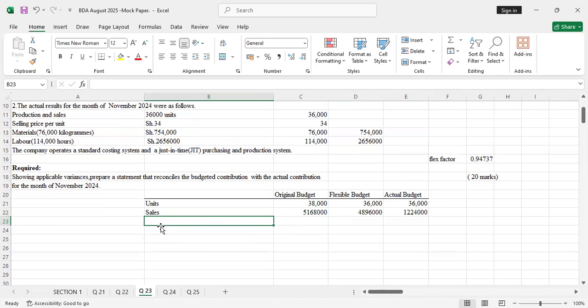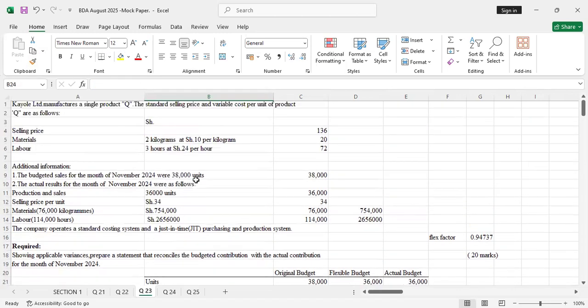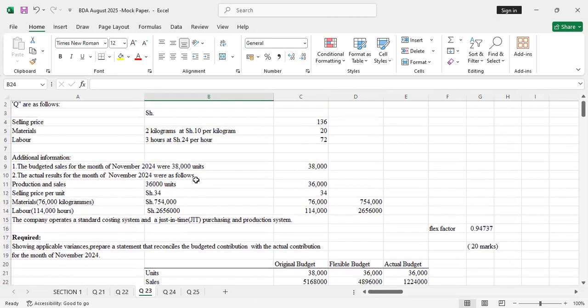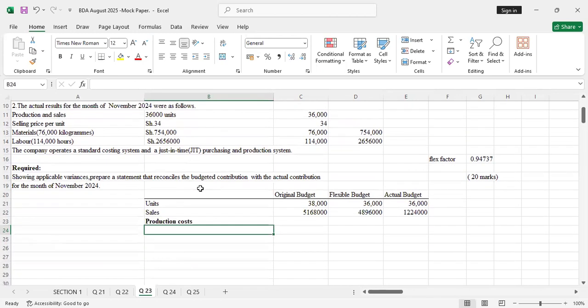So the production costs, let me just say production costs. I'll bold it, then create a bottom border. So this will be guided. Which costs did we add? We had material and labor. So I'll start with the direct material.